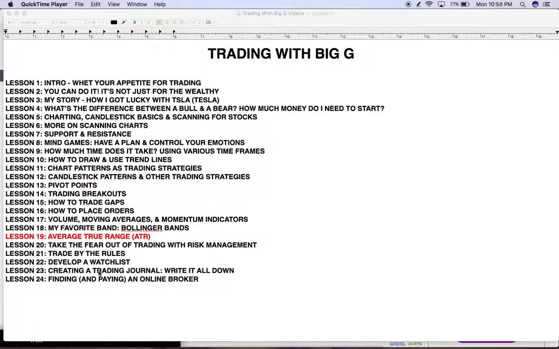We're going to talk about creating a trading journal, writing it all down, because that's how you learn, is writing down your trades and journaling it. And try to learn something. Try to profit from every trade, whether you make money or not. Profit from every trade, and by profit I mean learn something, whether it's a good or a bad trade. And you do that by journaling and just taking good notes. And then the last lesson, at least for now, I've got planned is finding and talking about paying, because you have to pay fees to an online broker.